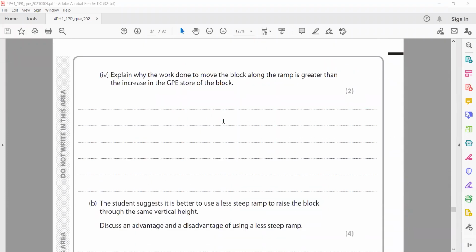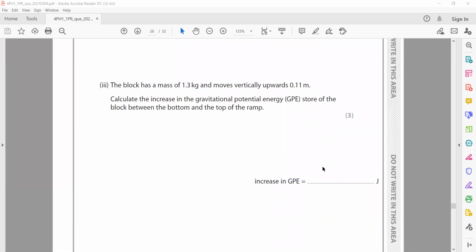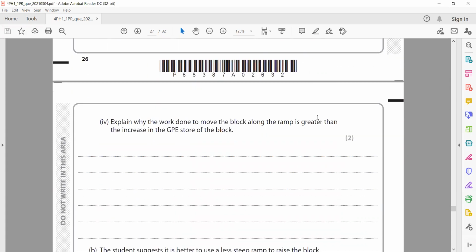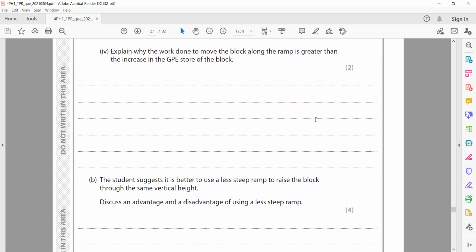Explain why the work done to move the block along a ramp is greater than the increase in potential energy. Like we did here, the work we did is about 23, and the increase in potential energy is only 1.4 joule. So what is the reason? Because some amount of energy might be lost to the surroundings due to friction between the surface of the block and the ramp.